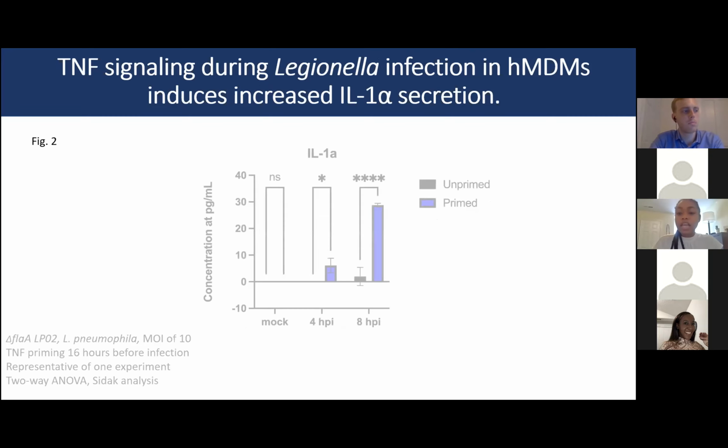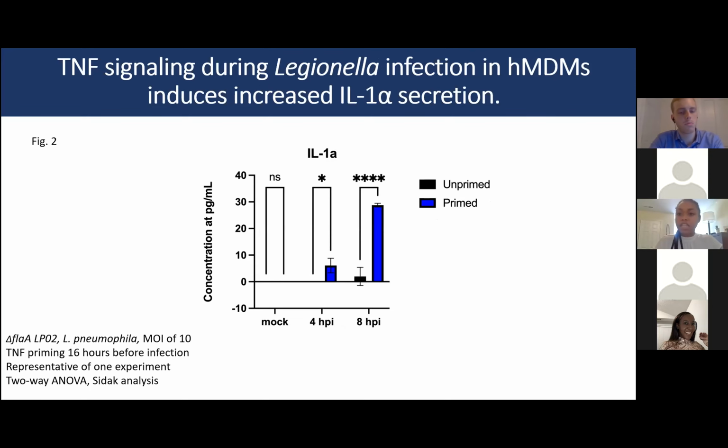We utilize ELISA analysis to understand how TNF signaling induces and enhances cytokine secretion during Legionella infection. Cytokine secretion is key for an effective immune response. So we wanted to see how TNF signaling may promote and increase the amount of cytokine production, namely IL-1 alpha, which we know to be crucial to effective restriction of Legionella.